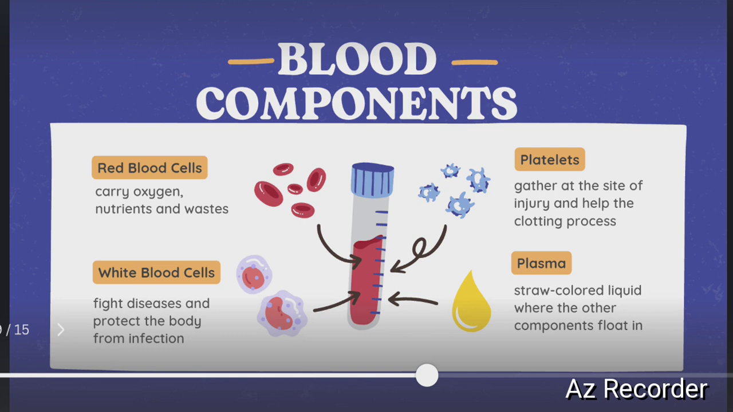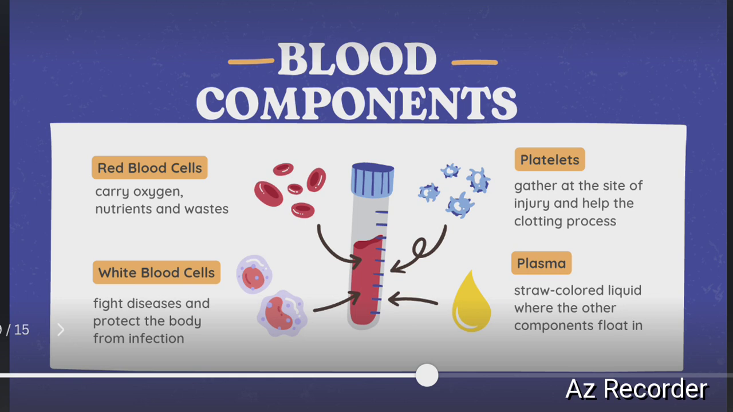And WBCs, the white blood cells, what is their main function? They fight against infections. And platelets, what is their main function? They help in blood clotting. Whenever you get a cut or any injury, after a few seconds or minutes the blood flow will stop. Why? Because of the presence of platelets.